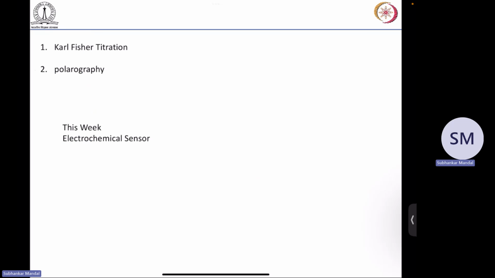Before this class, we discussed many things about Karl Fischer titration: what the Karl Fischer reagent is, how it works, how the color changes, and why the current response comes in the Karl Fischer reagent, and from there we learn how much water is in your solution. We discussed different types of problems on this titration, including numerical problems, and different polarographic problems, such as why we need to use a mercury drop electrode and why mercury is useful as an electrode in polarography. All these things we discussed in the last class.